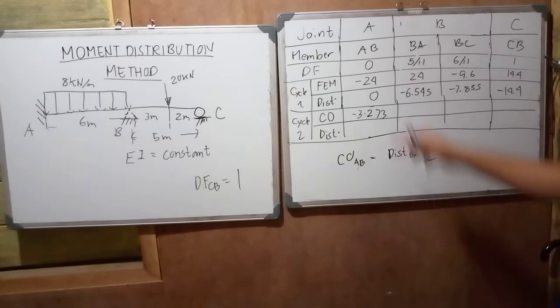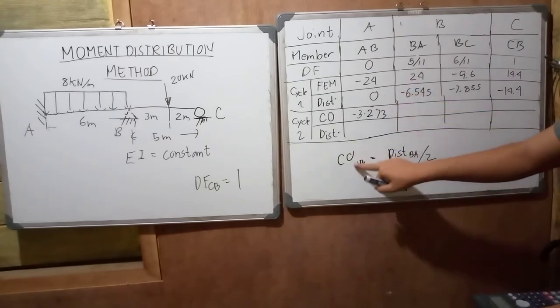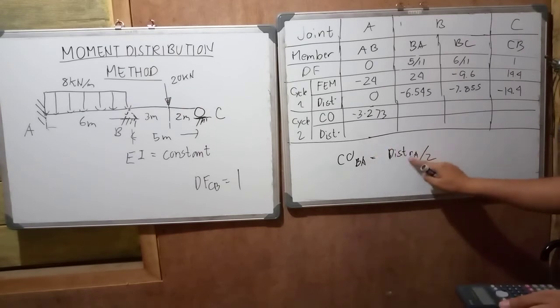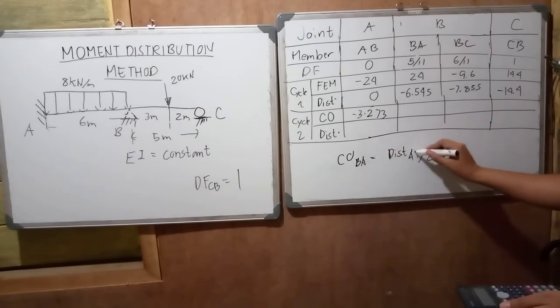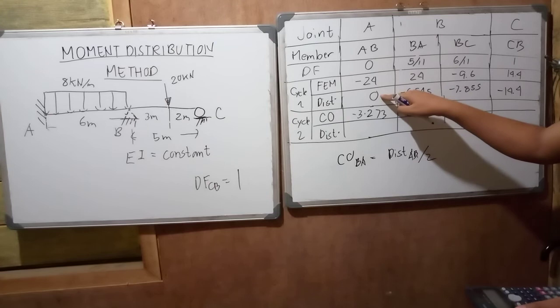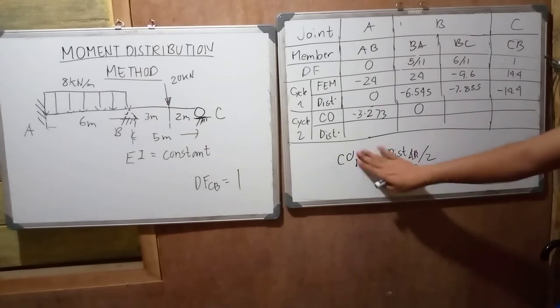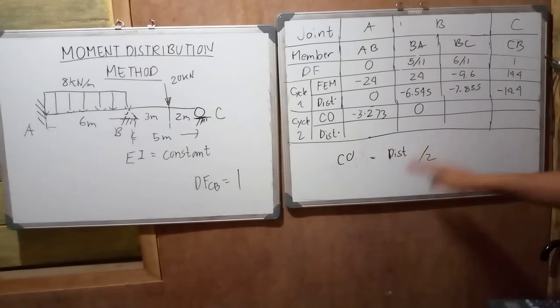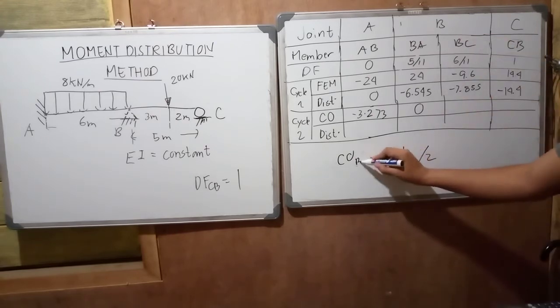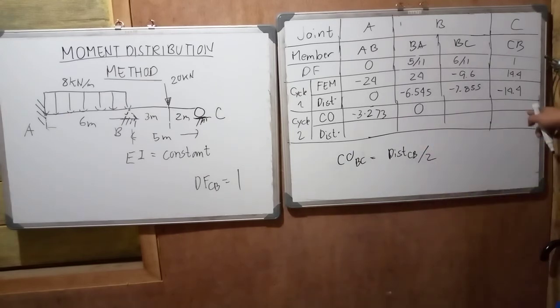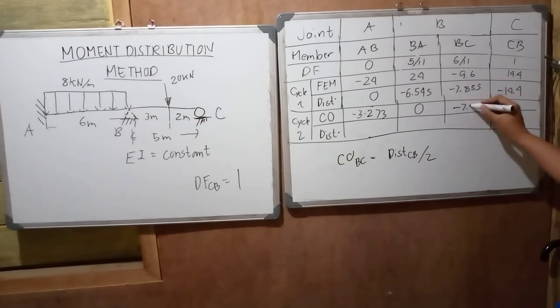And then, carry over moment at BA is equivalent to distribution at AB divide 2, okay? So, crisscross. So, 0 divide 2 is 0. Okay? Dito, okay, so, carry over moment at BC is equivalent to distribution at CB over 2. Okay? So, -14.4 divide 2 is -7.2.